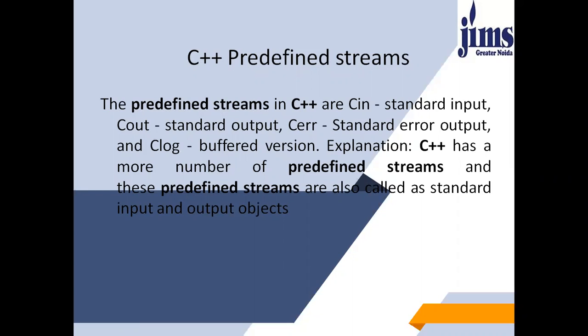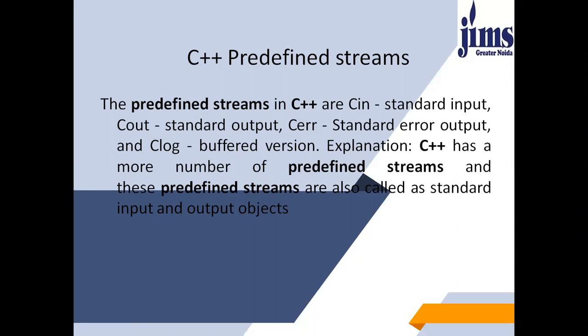C++ has a more number of predefined streams, and these predefined streams are also called standard input and output objects. In C++, a stream refers to the stream of characters that are transferred between the program thread and input output. Stream classes in C++ are used for input and output operations on files and input-output devices. These classes have specific features to handle input and output of the program.